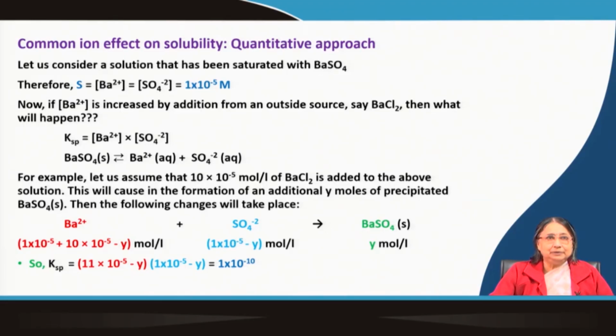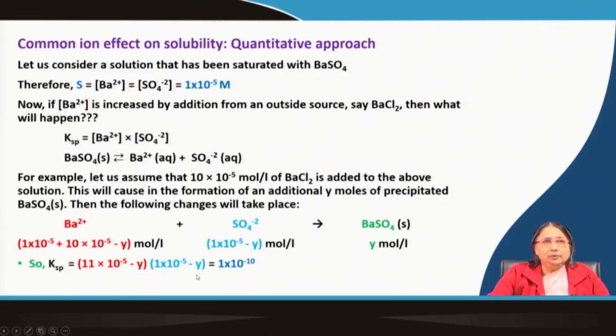Some barium sulphate should be precipitated, but how much? And when barium sulphate is precipitated, the sulphate ion concentration will also go down, but how much? That we want to see. This is the new expression for the concentration. Originally there was this much barium, now we are adding this, and some amount of barium sulphate is precipitated. So, that is Y. Here it is also Y. Now, what is happening to the sulphate concentration? It was originally there, now Y concentration is going out. So, this is the final concentration.